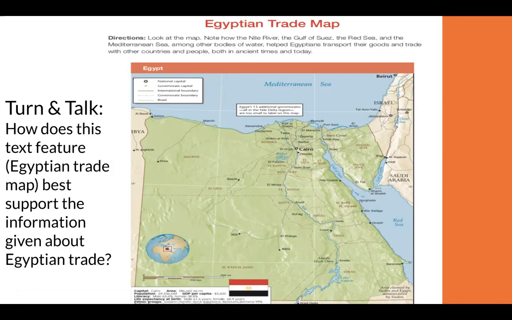All right. So if we look at this map, we see many different bodies of waters. So I see that this supports the information given about Egyptian trade because I'm thinking that the Egyptians used these bodies of water to travel down and to trade with other places. So I'm thinking they used transportation such as boats or ships to carry their goods to other places and get goods imported from other places as well.